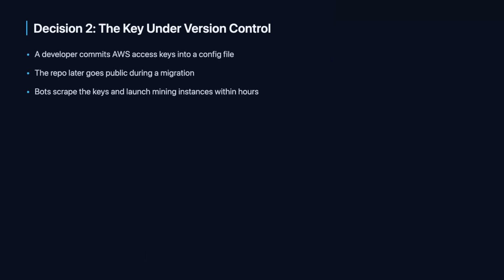Decision 2. A Megacorp developer needed an application on EC2 to call Amazon Web Services, and setting up a role felt like a hassle. So they generated access keys and pasted them into a config file. That file went into version control. A month later, the repository was made public during a migration. Bots that scan public repos for credentials found those keys within minutes and spun up hundreds of mining instances across multiple regions before anyone noticed.